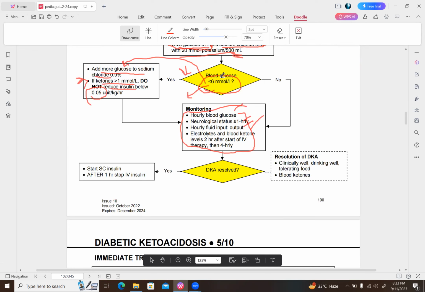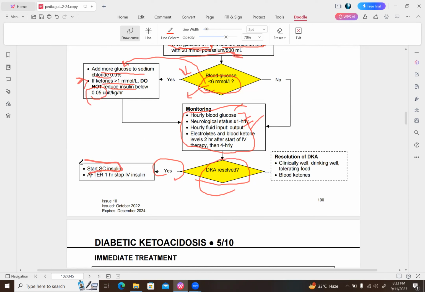Now see, you have given all these measures and DKA is resolved. Oh, thank God, DKA is resolved. Yes, it is resolved. No ketones. Ketones are resolved, glucose is normal. So now you can switch to subcutaneous insulin. Now you can switch from IV to subcutaneous. But after stopping this IV insulin, when 1 hour has passed, now you start this subcutaneous insulin.